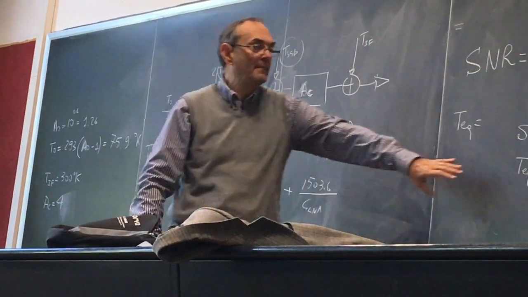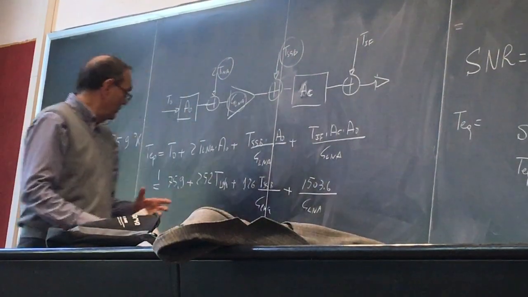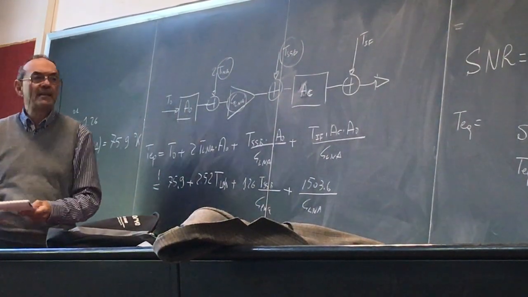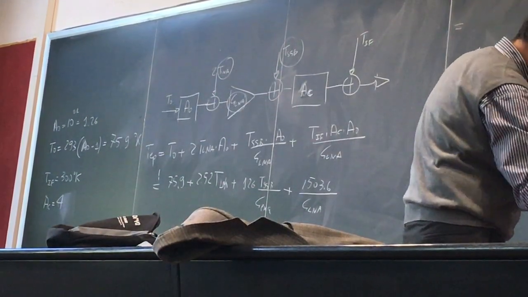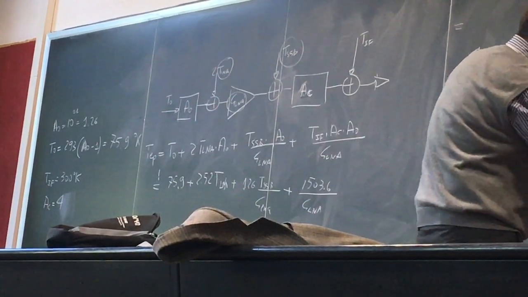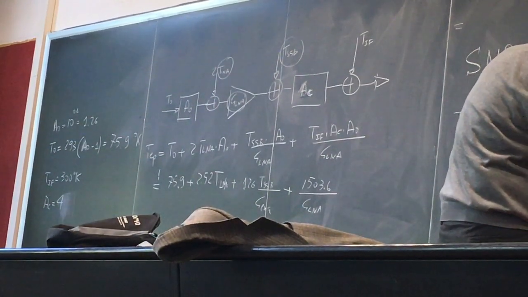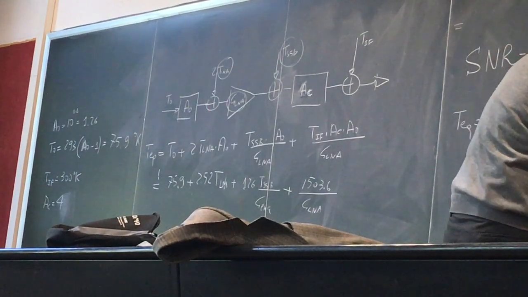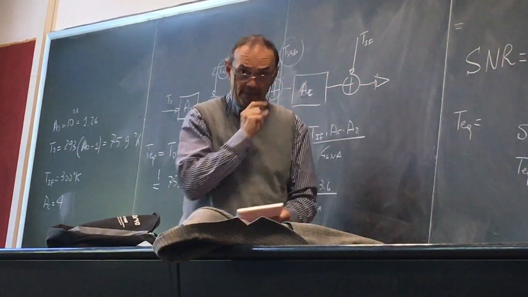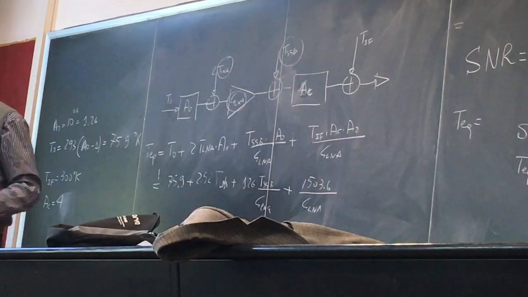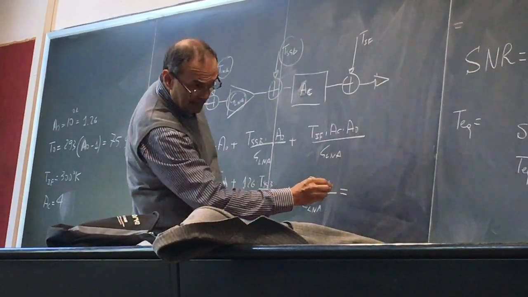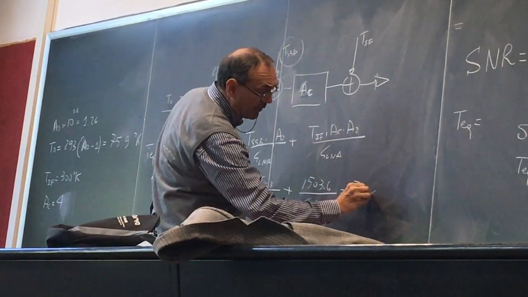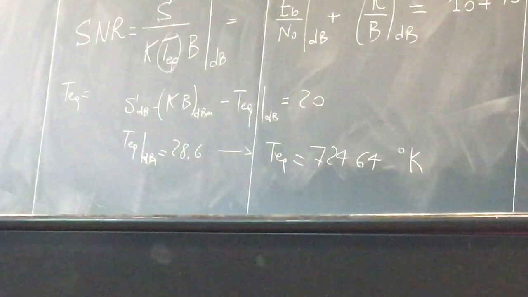It's convenient to leave this in dB, but no, this is not in dB, so we can change this from dB to natural unit, and then we get the equivalent equal to 724.64 Kelvin degrees. Okay? So now we have T equivalent, we have to replace it here, and then we get 724.64. Well, this is the budget equation.